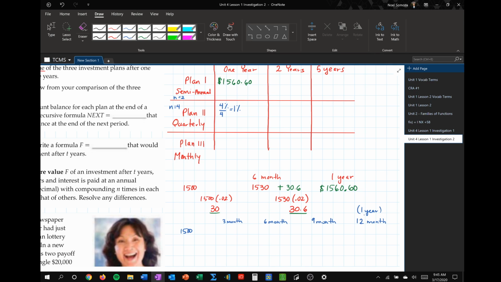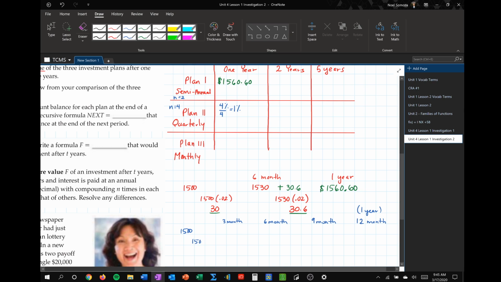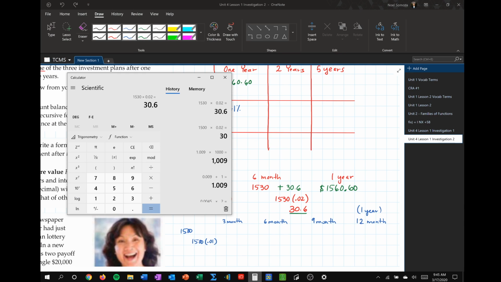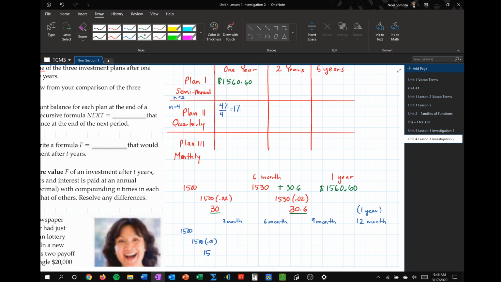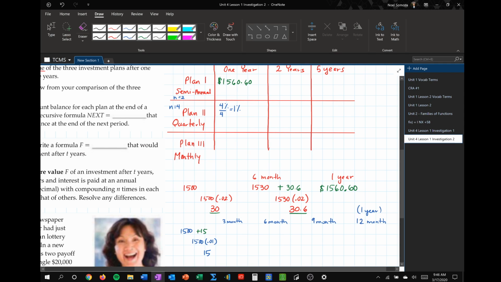Okay, so at 3 months, same idea. I have $1,500, and this time I'm getting a 1% payment, right? So it's only 0.01. Well, run the math. We got 1,500 times 0.01. Okay, it's only $15. So after one 3-month period, you get to add the 15. So at 3 months, what you have in your account is 1515.